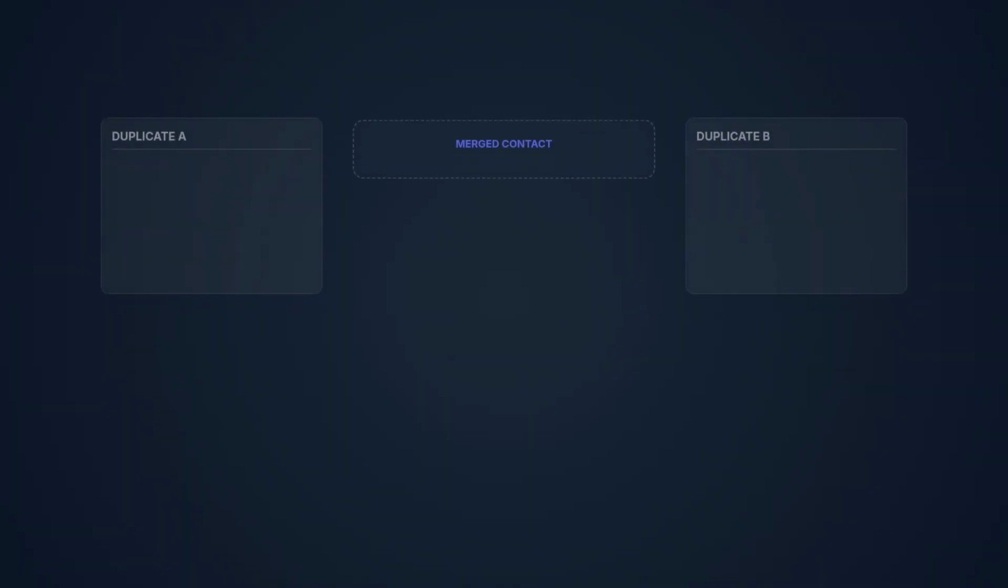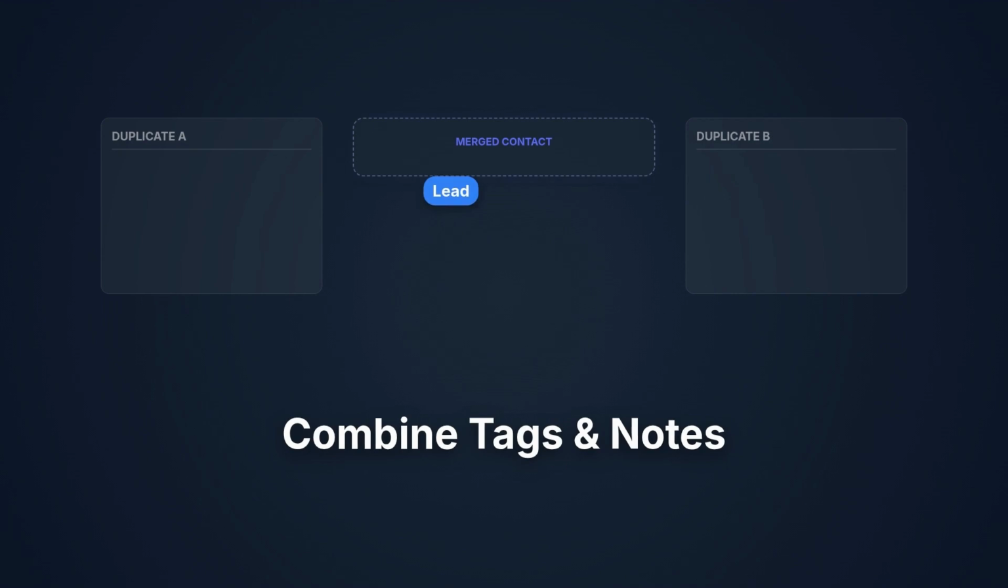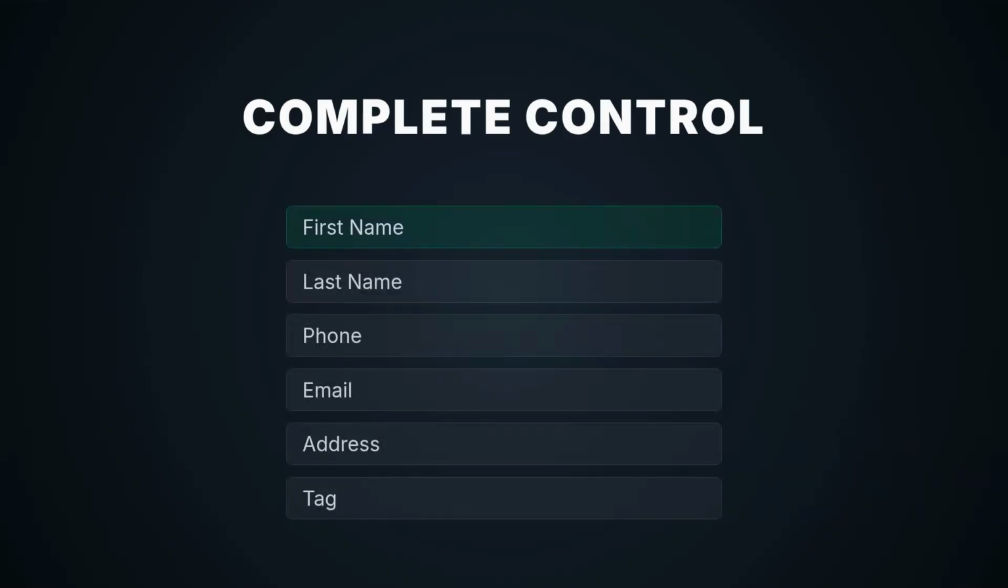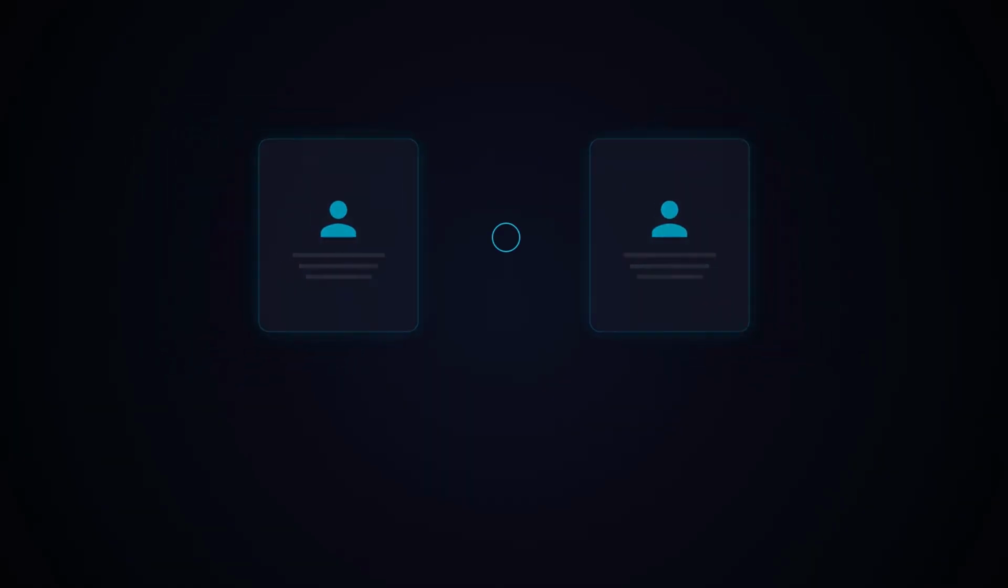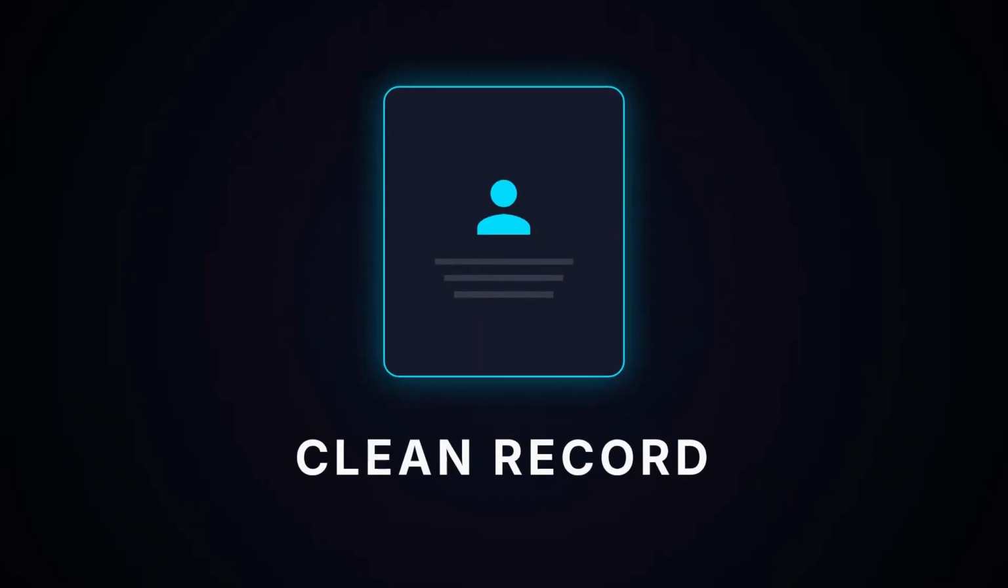You can even select a specific tag or note that was only present on one of the duplicates, so no historical context is lost. The system lets you select each value manually. It takes a few extra seconds, but the payoff for your database quality is huge. This ensures the final merged profile contains the best data possible, the super record of that specific customer.